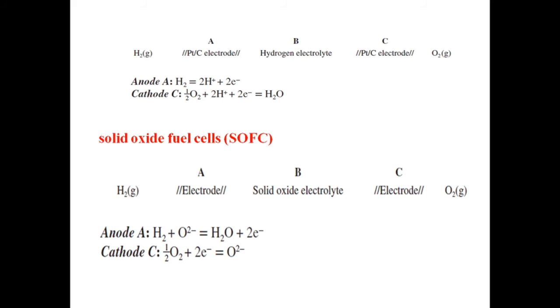The cell reaction for solid oxide fuel cells: the hydrogen electrode is the anode, with a solid oxide electrolyte, and the oxygen electrode is the cathode. At the anode, the reaction is hydrogen plus O2- gives water plus 2 electrons. At the cathode, 1/2 O2 plus 2 electrons gives O2-. It is vital that the solid oxide electrolyte can withstand the extreme conditions of hydrogen at the anode at 800 degrees Celsius or above.